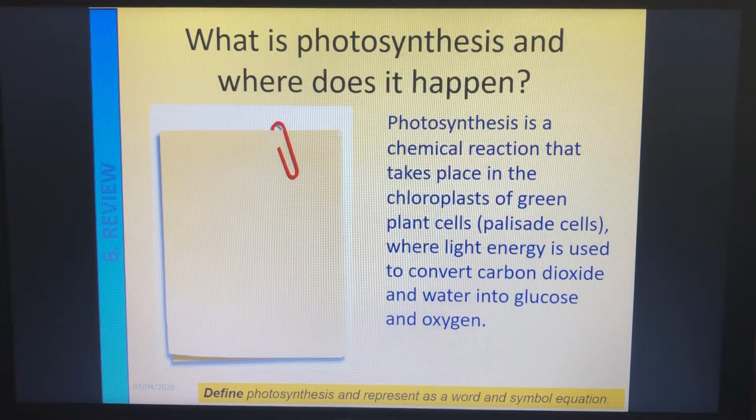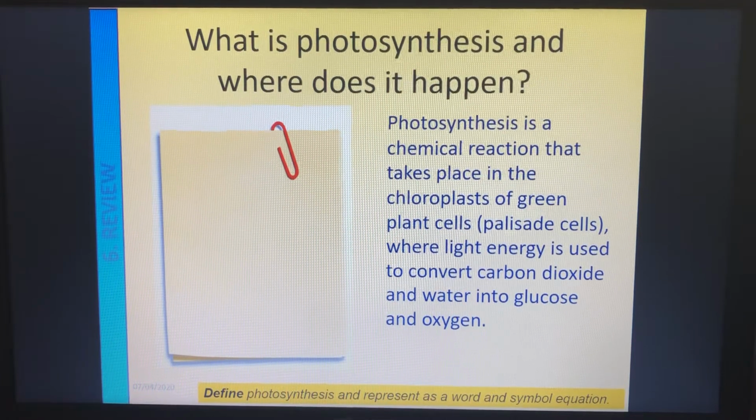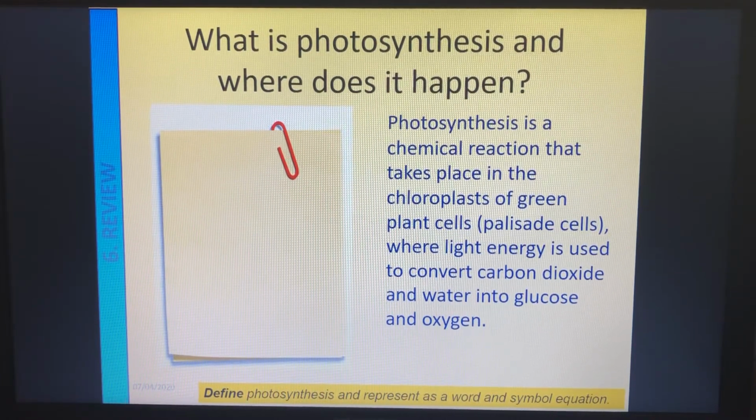So here's our definition. Photosynthesis, yes, we can write this down please, is a chemical reaction that takes place in the chloroplasts of green plant cells called the palisade cells. We looked at those right at the beginning, where light energy is used to convert carbon dioxide and water into glucose and oxygen. Okay, and we could even say that the light energy is absorbed by the chlorophyll. So if you want to add that, the light energy is absorbed by the chlorophyll. And let's get those notes into our books.